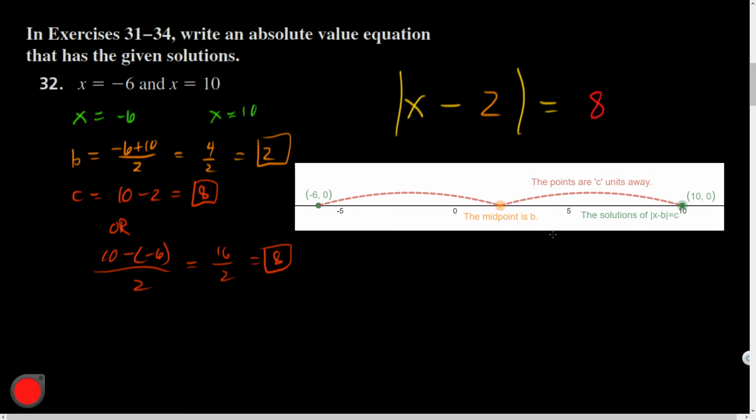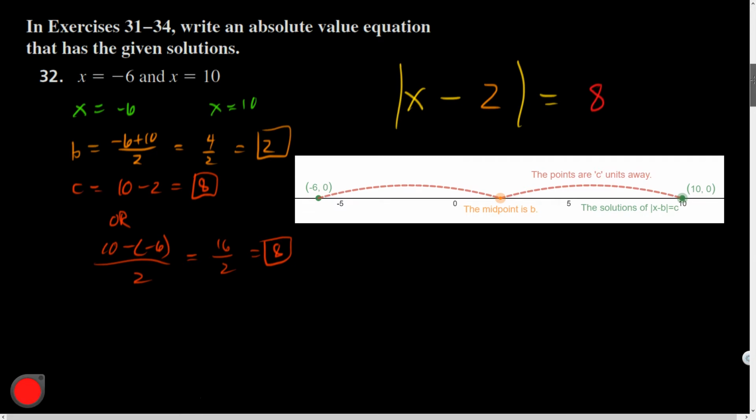And are my solutions, yeah, 10 and negative 6. Negative 6 and 10. Yeah, there's my solutions. So that does, in fact, work out. All right, so it's kind of weird. We're solving these forwards and backwards, and yeah, that's a classic algebra thing to do, by the way.